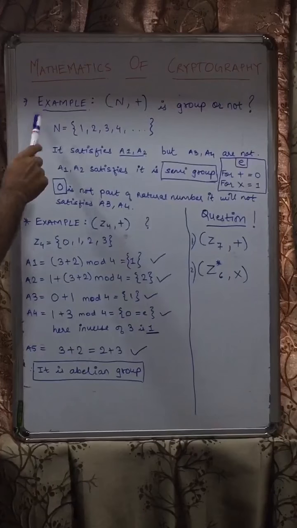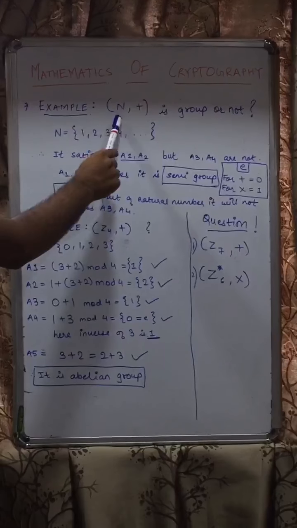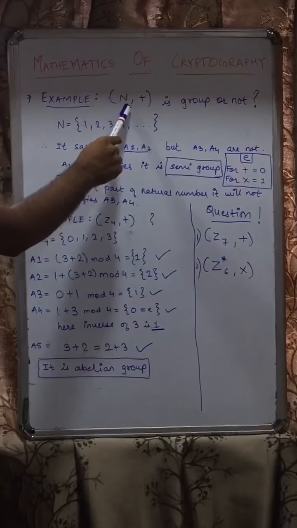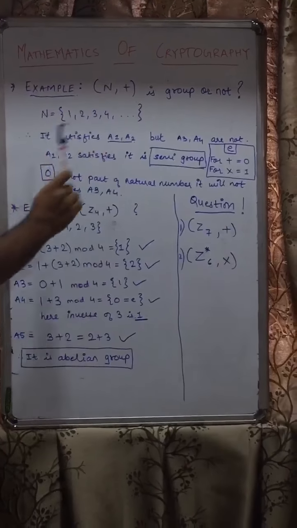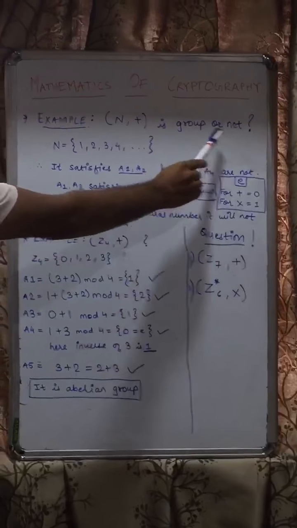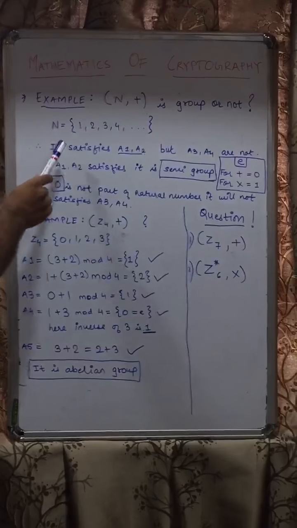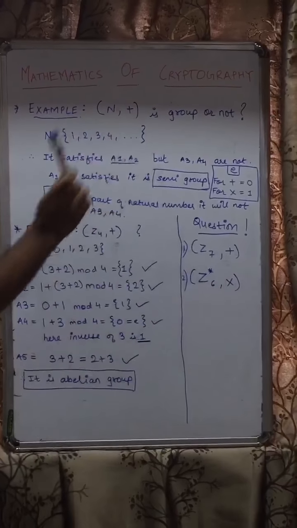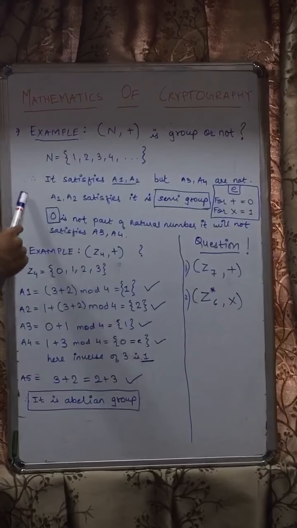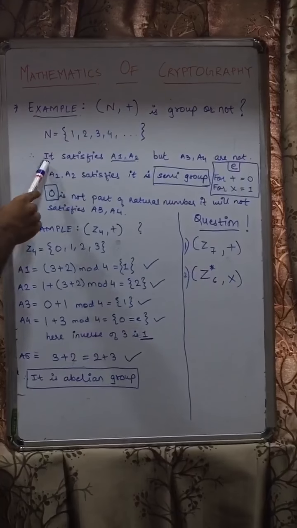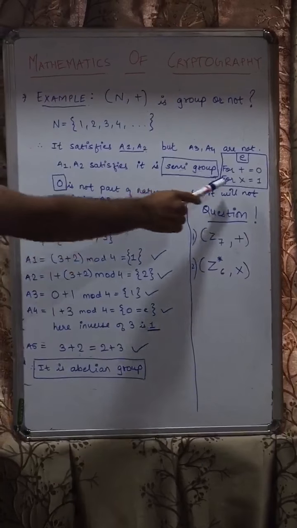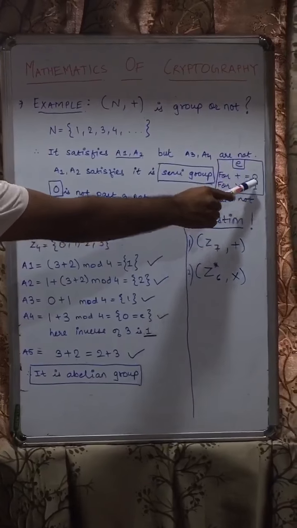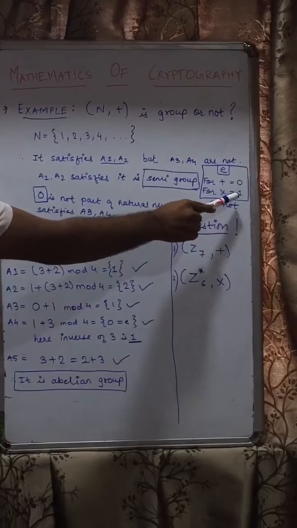So now let us solve an example. We have a group which represents N as the set, natural numbers, and the operator as addition. We have to find out whether this is a group or not. The set N consists of 1, 2, 3, 4 and so on. Before explaining how many properties this set satisfies, I want to tell you that the identity element E for addition is 0 and for multiplication it is 1.